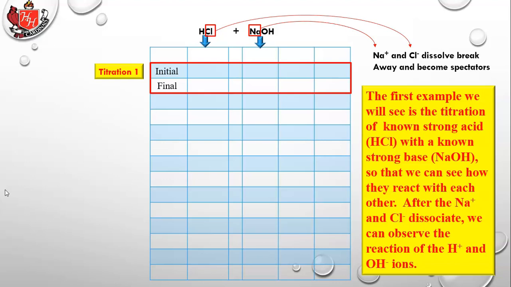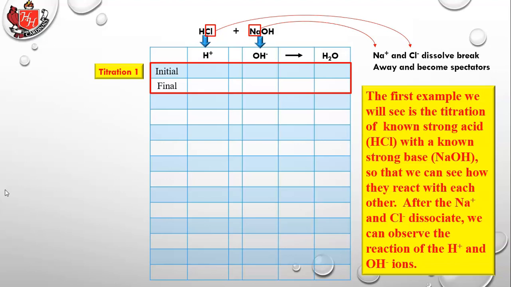So we're going to put them off to the side. We're not interested in the sodium and the chloride. We're interested in the H plus, the hydronium ion, and the OH minus, the hydroxide ion. So that's what we're going to put down in the first row there. H plus for hydronium, that's the acid, and OH minus for the base. And when you put those two together, you get water. So when those two react with each other, we're going to get some amount of additional water.